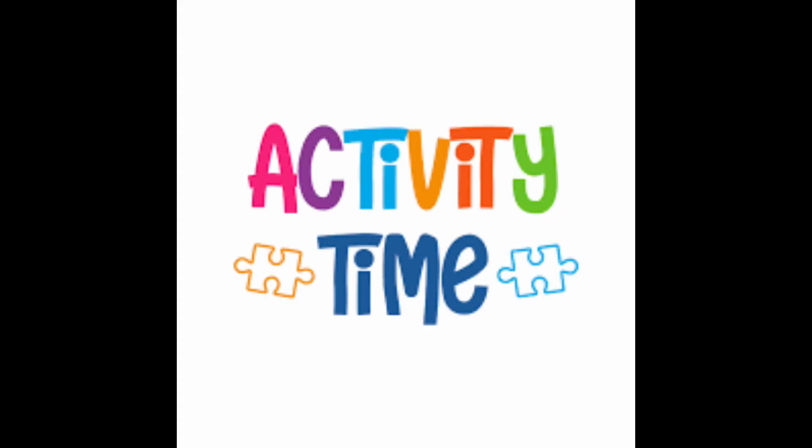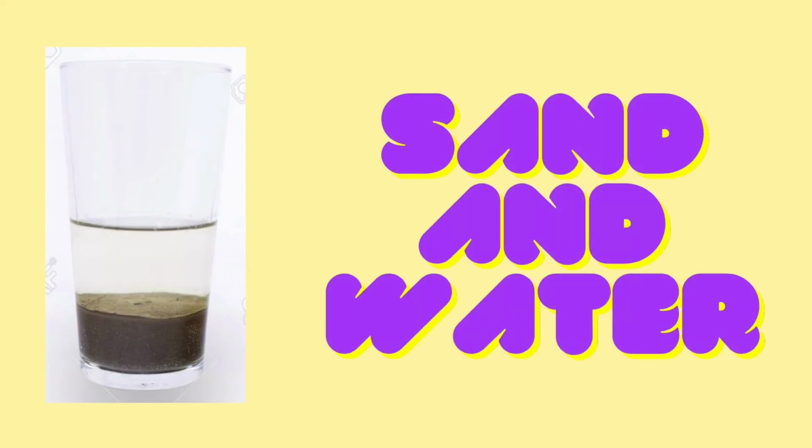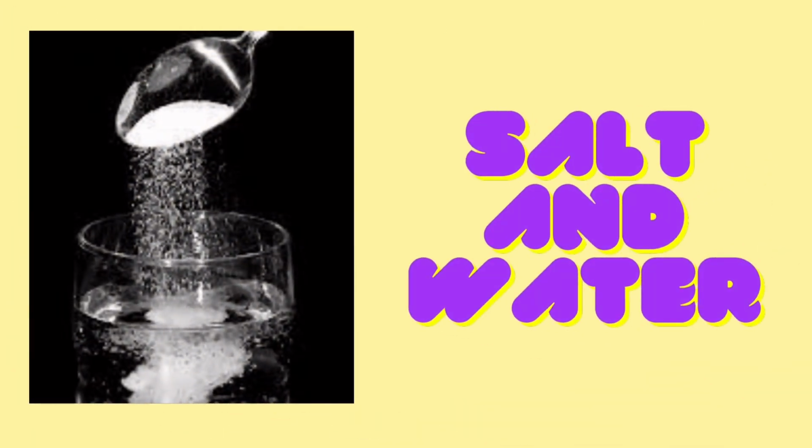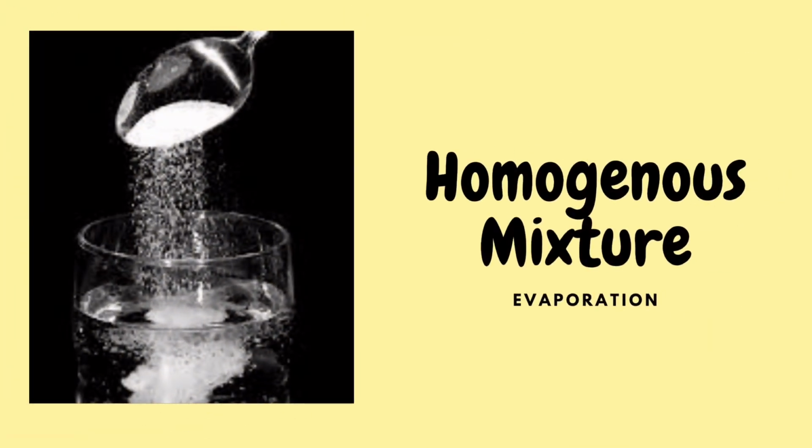Activity time! Let's now identify the type of mixture and the ways to separate it. Sand and water. It is a heterogeneous mixture and can be separated by decantation or filtration. Sand and water. It is a homogeneous mixture and can be separated by evaporation.